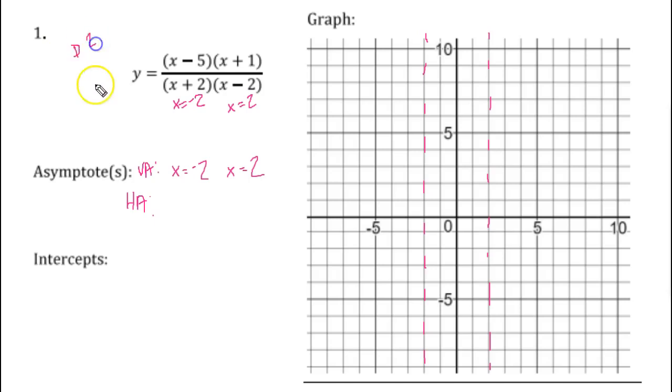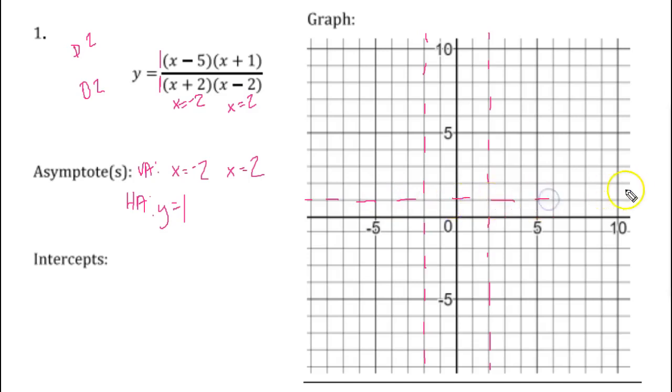So if it's a degree of 2 on the top and a degree of 2 on the bottom, then they have the same degree. And we learned when they have the same degree that we just need to take the leading coefficients and find their ratio. So this is a leading coefficient of 1 and a leading coefficient of 1. 1 divided by 1 is just 1. So we're going to have a horizontal asymptote at y equals 1. So again, it's just an asymptote, so I'm just going to mark it ever so slightly.